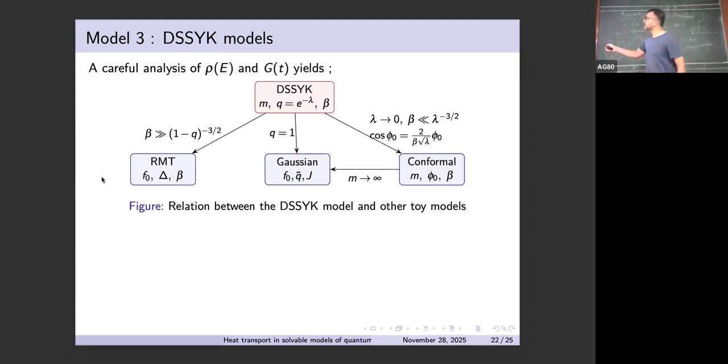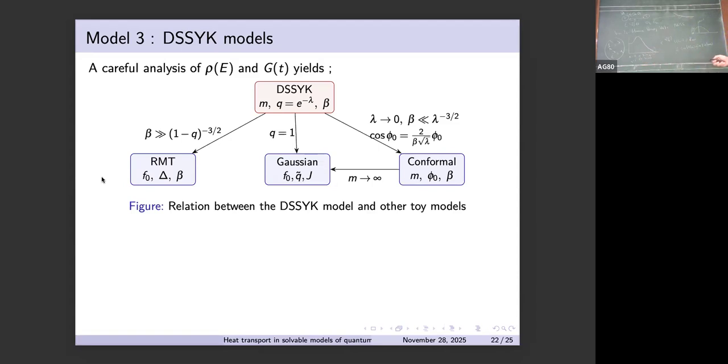And then there is this other limit. Q goes to 1, of course, is Gaussian. And there's this SYK-ish limit where you take lambda goes to 0, but then you fix phi naught in terms of temperature and Q in some way. Okay, this is how you set it. You get the conformal models.